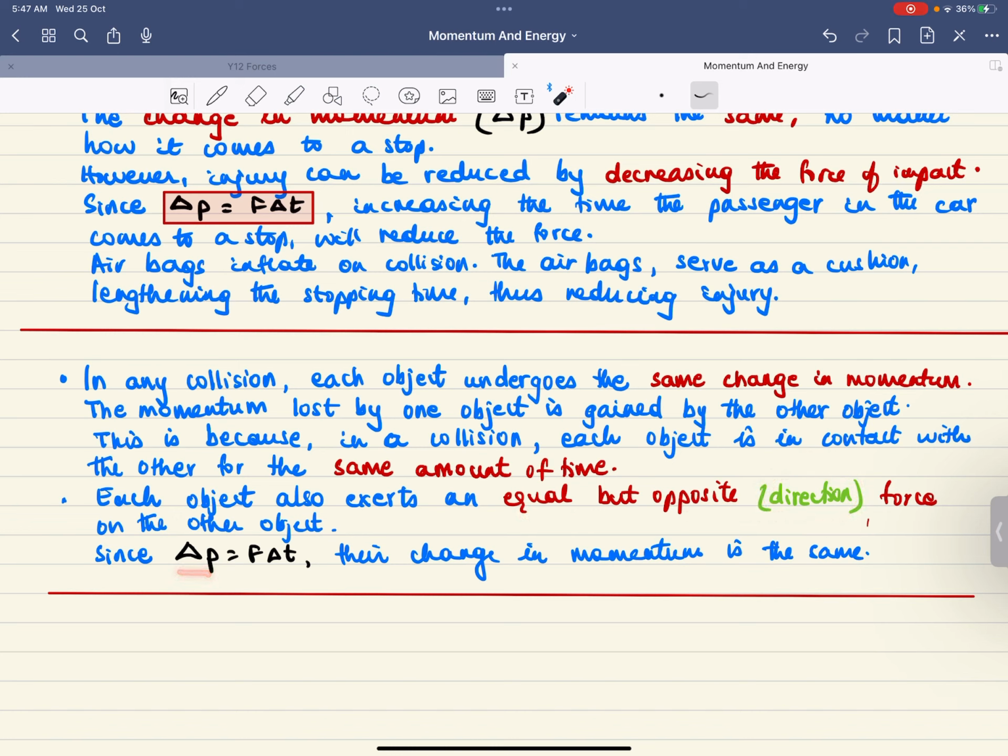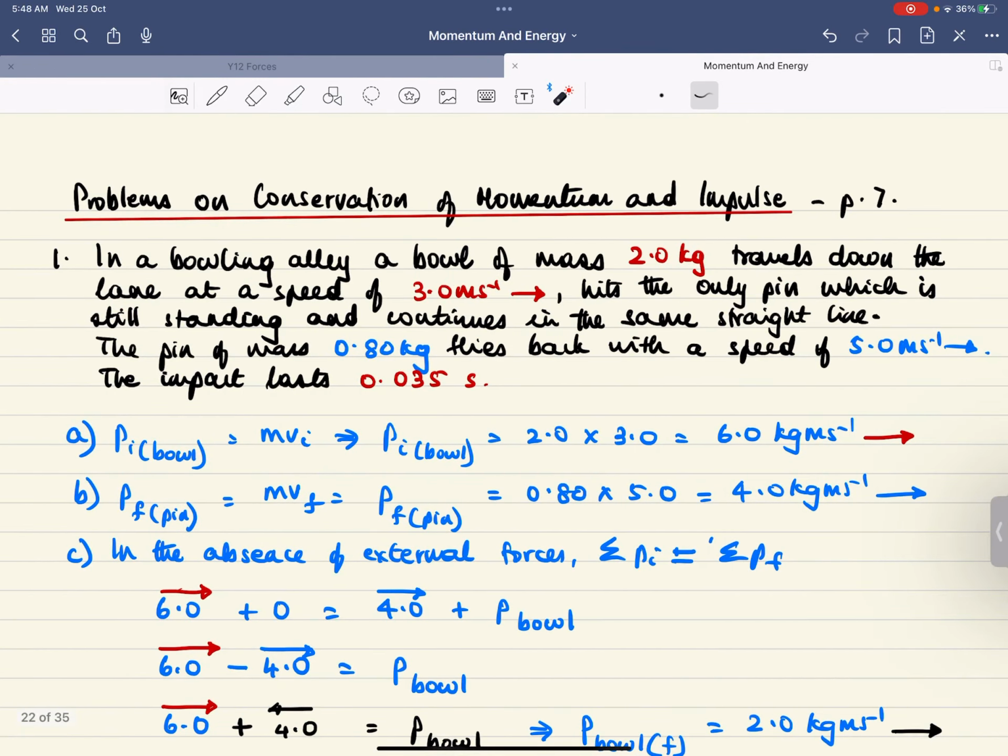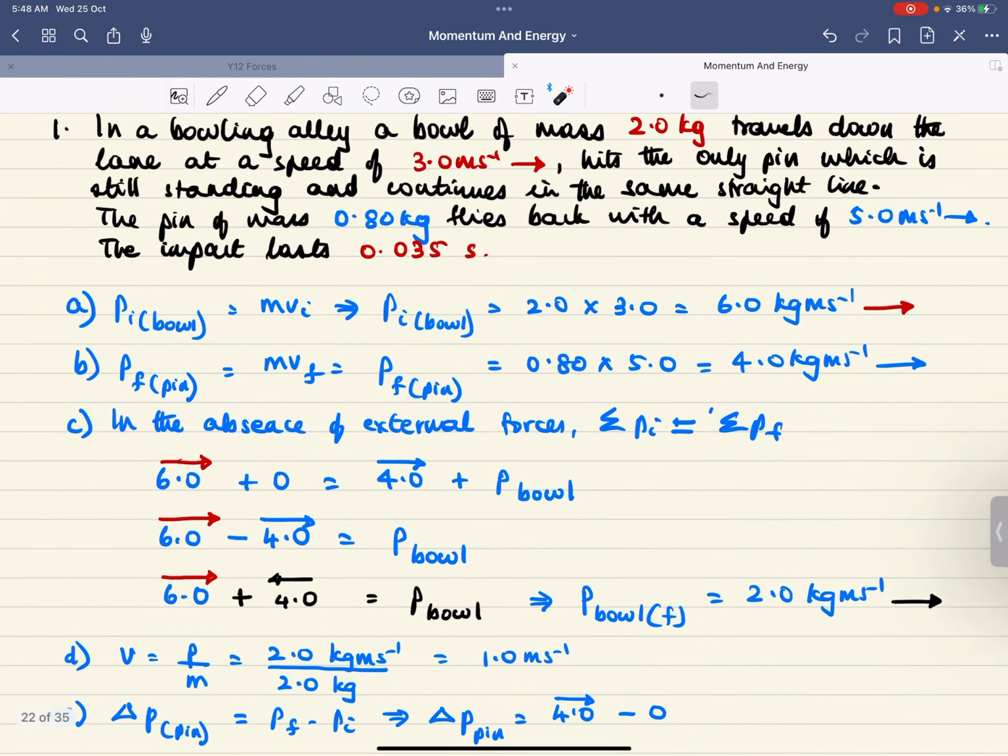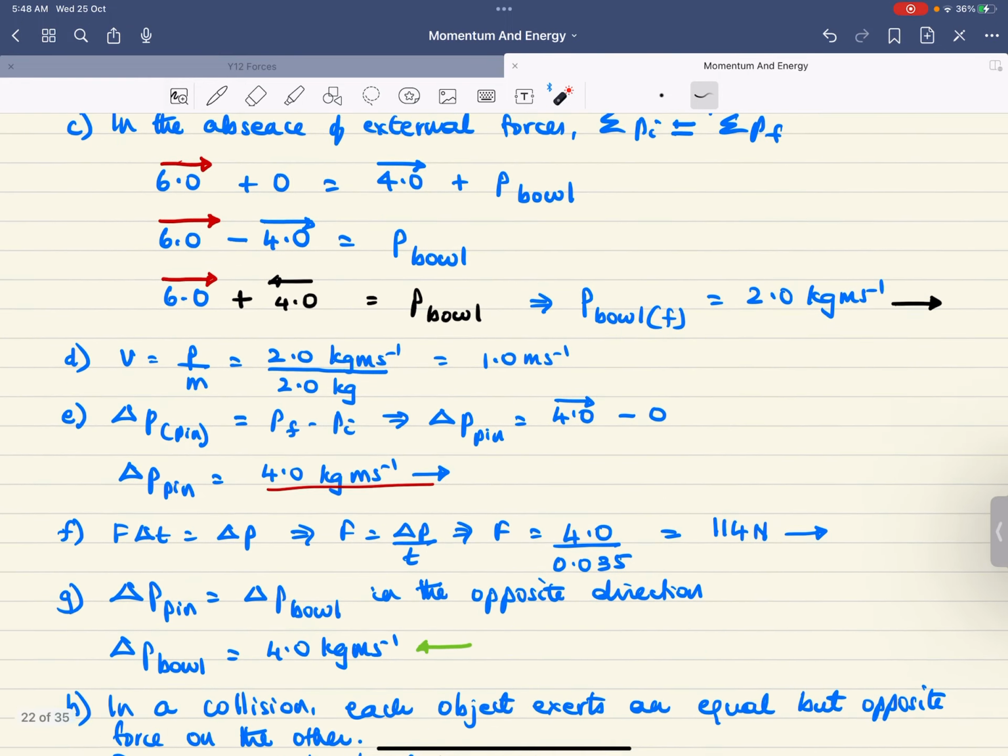Since delta P is equal to F delta T, their change in momentum is the same. So this is the answer to the question: why does each object have the same change in momentum? And these are the points that need to be made. And I have some problems on this concept, and here are some questions, and these are the answers to those.